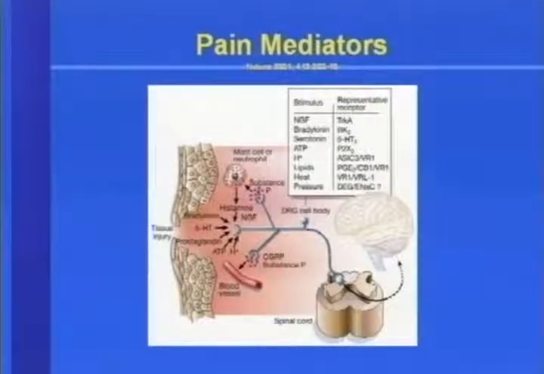This is a slide that I think is really useful because it lays out in general what I've just described. On the left, you see tissue injury, and after tissue injury, there is a release of stimuli. Histamines are released, prostaglandins are released, ATP, hydrogen ion, all released, and basically sensitize the nociceptor, the A delta or C fiber, and that information is transmitted to the spinal cord, to the dorsal horn, and then from there to the brain, where it's interpreted as painful.